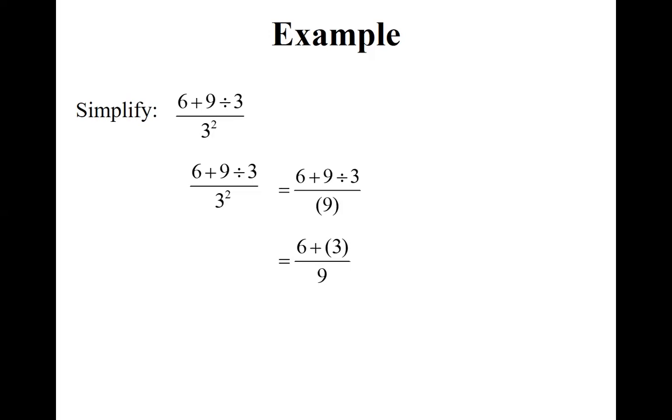On the top, 6 plus 3 is what we're left with. That's 9. Finally, since we've simplified the top completely and gotten 9, and simplified the bottom completely and gotten 9, 9 divided by 9 is 1.